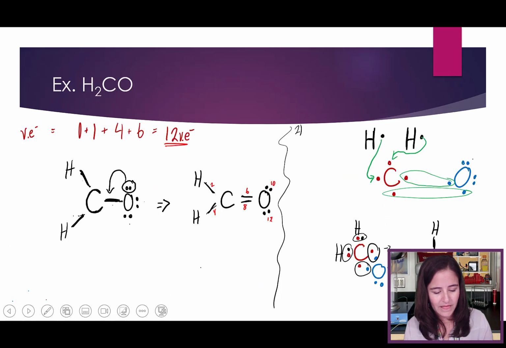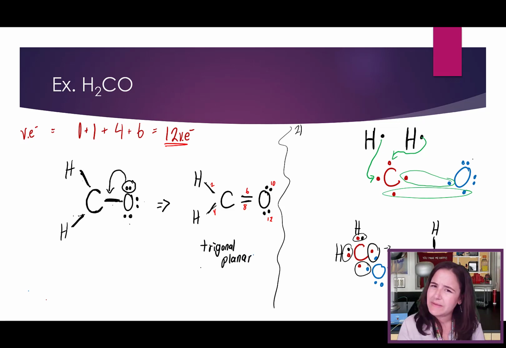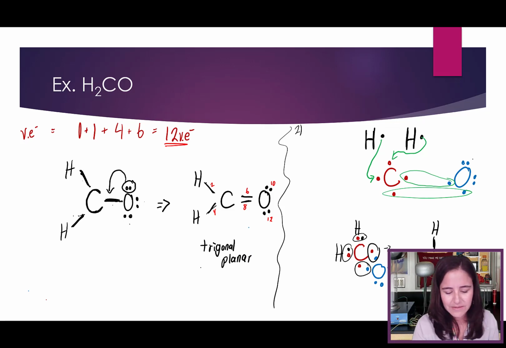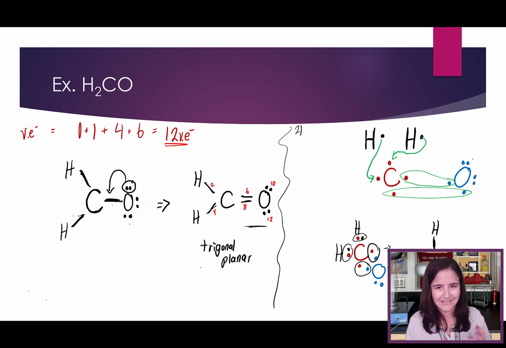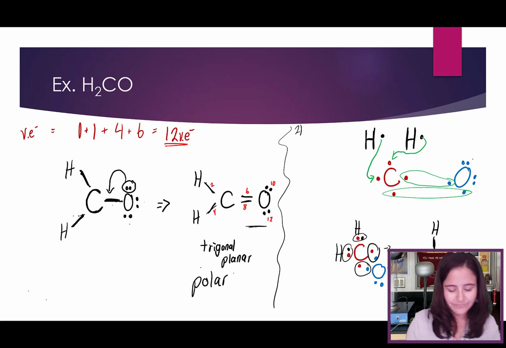So this one is trigonal planar. And is it symmetrical? No, okay, we have that oxygen. That oxygen atom has more electrons than those hydrogen atoms. So that area of the triangle is going to have more electron density and therefore be slightly negative. This molecule is going to be polar.